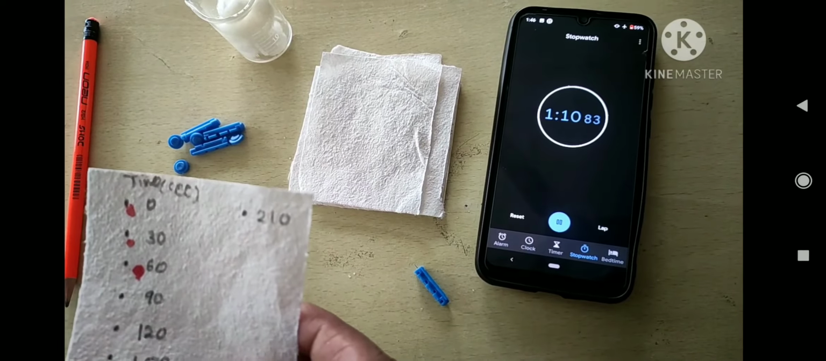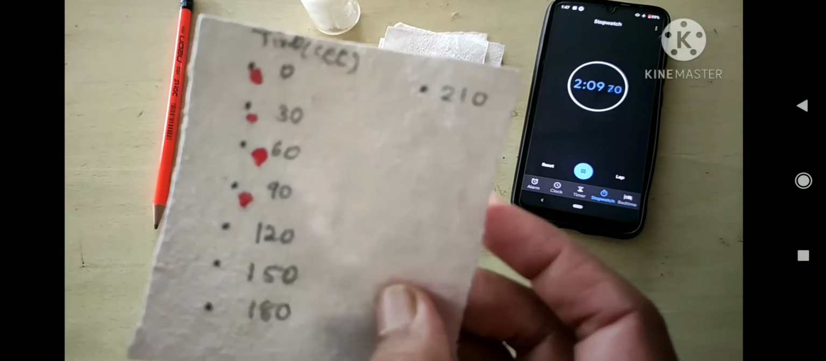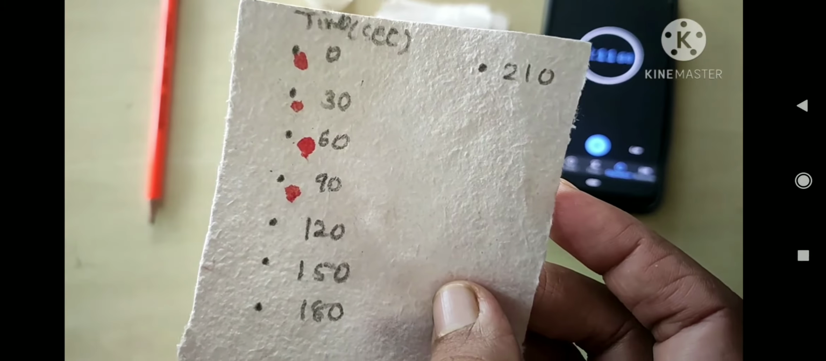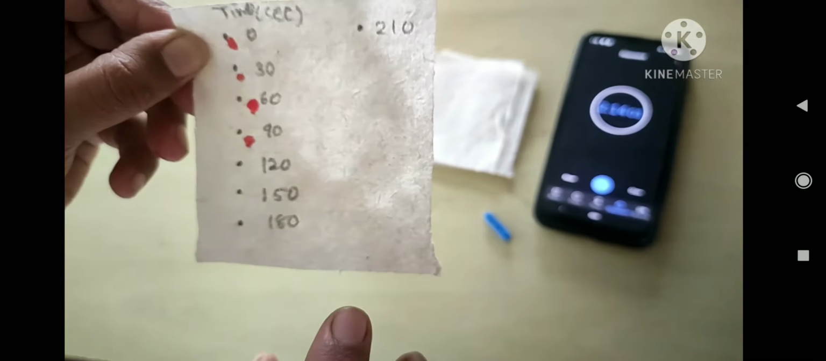Now here it has stopped giving a spot. I'm giving an example here: at 120 seconds it has stopped. So now I will stop the stopwatch and note down these observations into the observation table. Okay, how will we count? 0, 30, 60, 90, 120. We have taken the observation of 120 seconds also, but here the spot is not coming. So after that we will stop taking more observations.